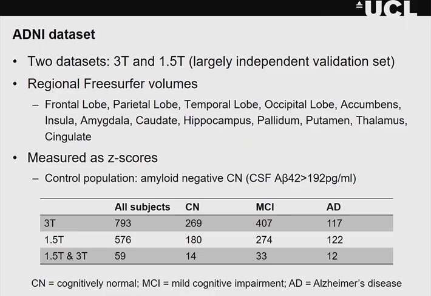So we've looked at regional FreeSurfer volumes, which again we measured as Z-scores relative to a control population. Here our control population was amyloid negative, cognitively normal subjects. And the 3T dataset has 793 subjects: 269 cognitively normal, 407 with MCI, and 117 with Alzheimer's disease.